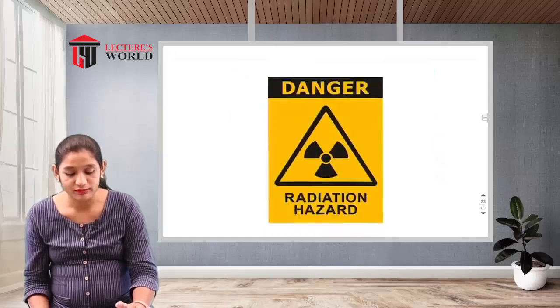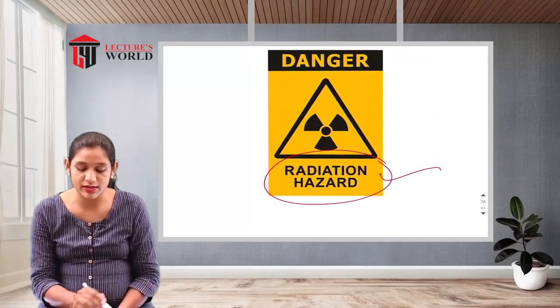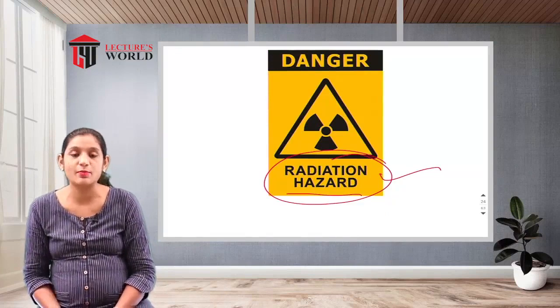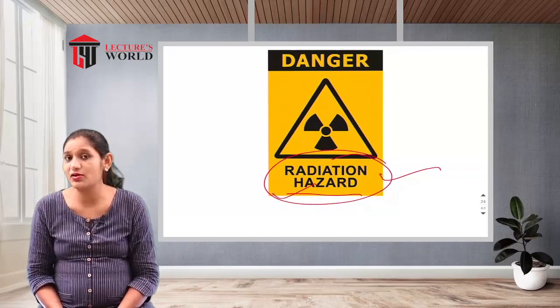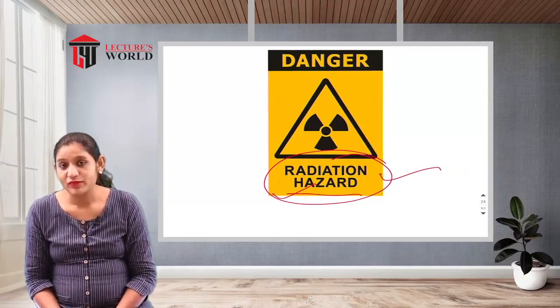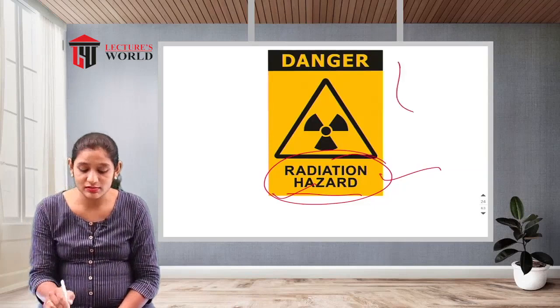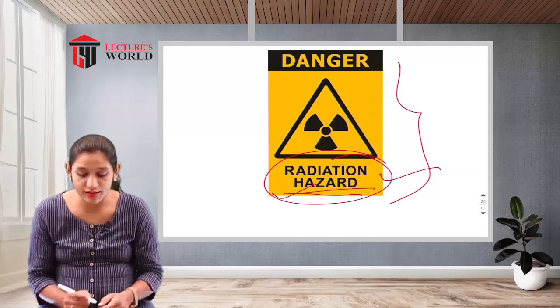Okay, next one. Here this is the symbol of danger: radiation is a hazard. Radiation is always hazardous because of its permanent impact on our genetics. So this is the danger symbol specific to radiation.